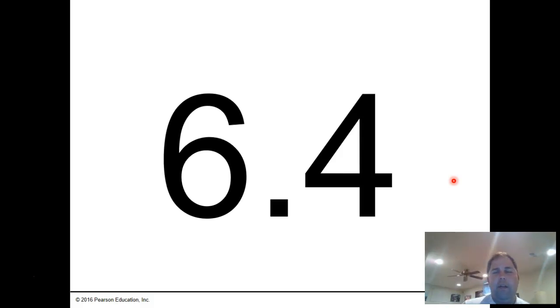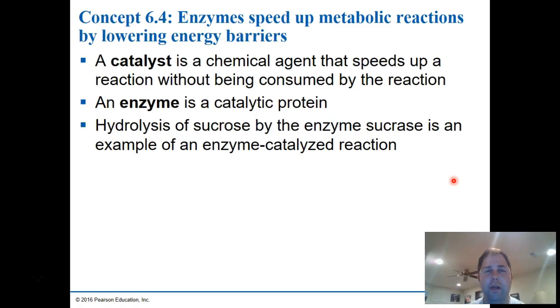Now that you understand how we can couple energy, we can talk about enzymes. We can talk about, in 6.4, how enzymes are going to speed up metabolic reactions by lowering energy barriers. So a catalyst is going to be an agent that speeds up a reaction. You talked about those in chemistry. An enzyme is just a biological catalyst, and typically it's going to be a protein for us.